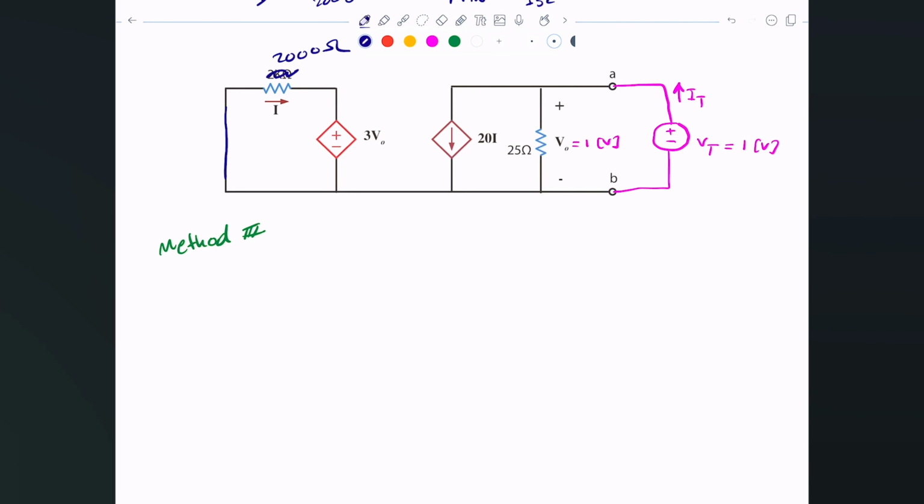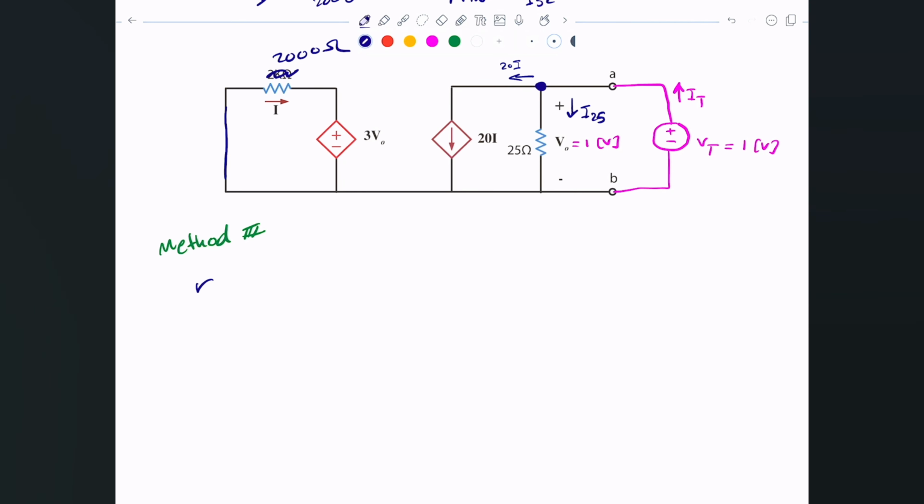All right, so now what are we looking for? We're looking for the value of IT. So I'll write a KCL equation at this particular point. I know that the current going in here is just simply 20I. I don't know the current in here, but I can compute it. I know the voltage across a resistor. So that simply is 1 divided by 25. So let me just write this here. It will be I25.